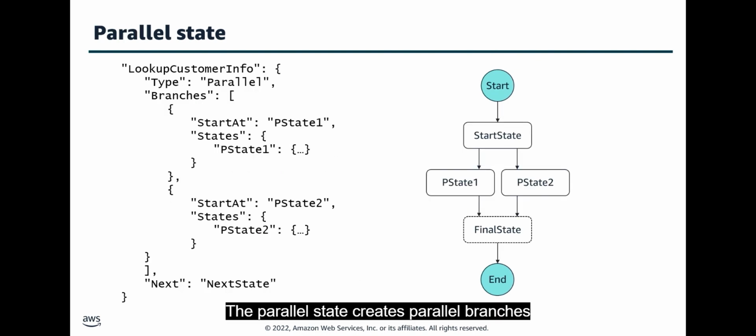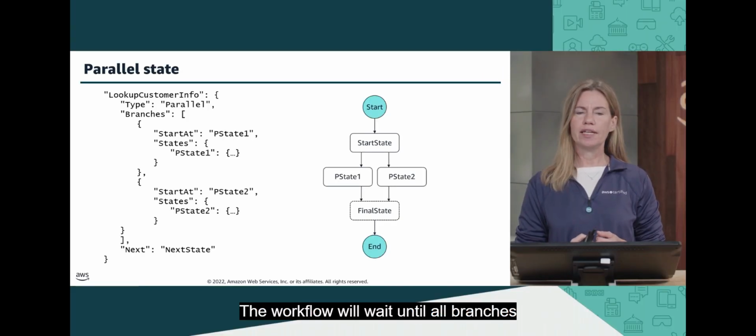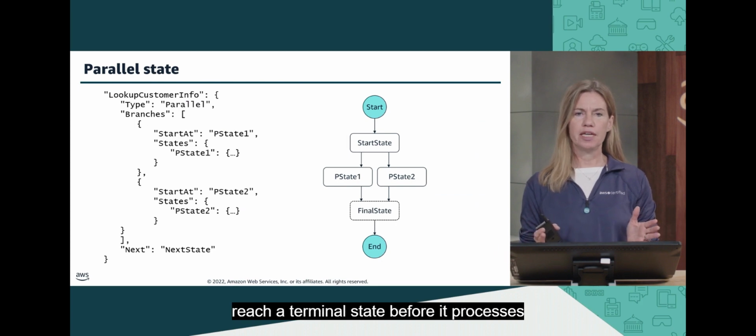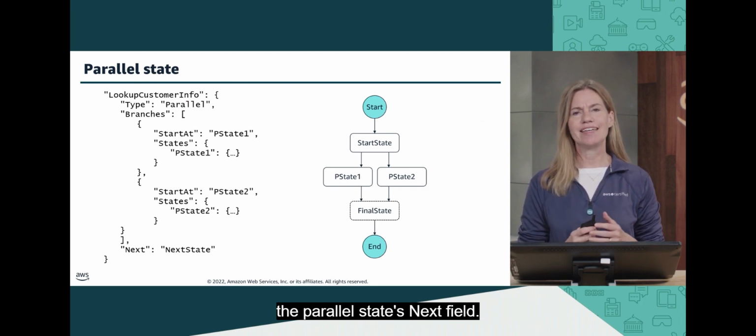The parallel state creates parallel branches in your state machine. A parallel state causes Step Functions to run each branch, starting with the state that is named in the branch's start at field, as concurrently as possible. The workflow will wait until all branches reach a terminal state before it processes the parallel state's next field.